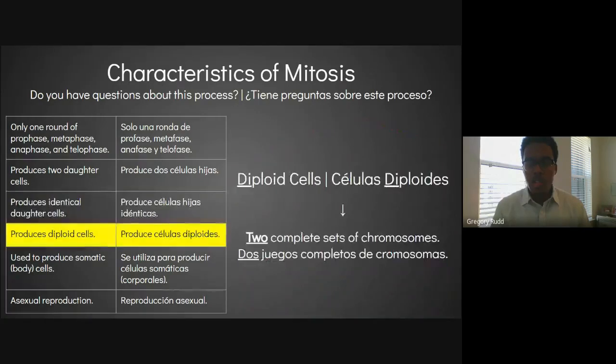Additionally, those daughter cells are diploid, which means they have 2 complete sets of chromosomes. Diploid cells. Of course, we've got the prefix di in that word diploid, so that represents the word 2. Di means 2. We've got 2 complete sets of chromosomes, 1 from each parent.